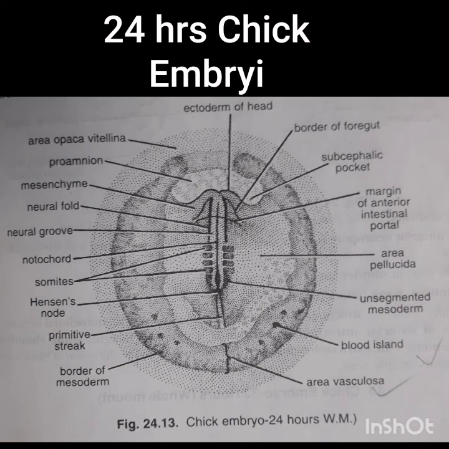How do you identify that? It depends on the number of somites. You have to go on adding after 20, counting how many somites are there. If 20 plus 4 somites are there, then you can say that is the 24 hours chick embryo. The presence of 4 pairs of somites indicates the 24 hours chick embryo.